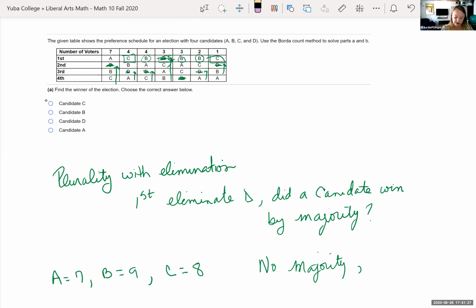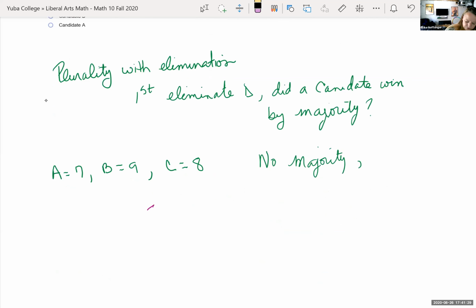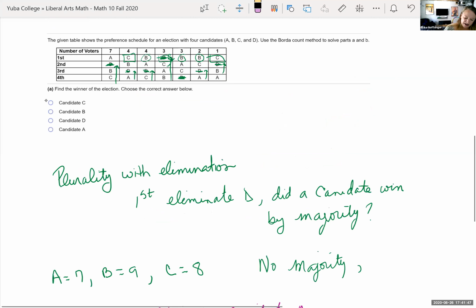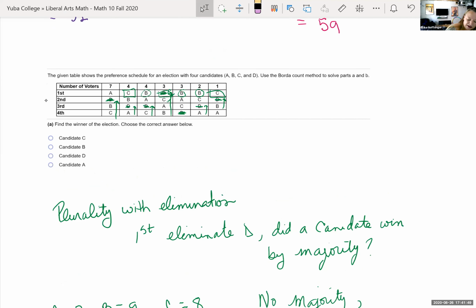So we're going to eliminate candidate A. So in here, I'm going to go through. If I see A, we're crossing it out.